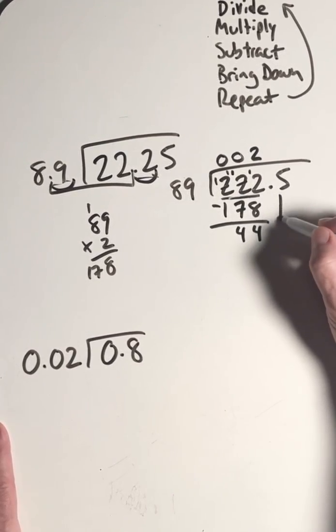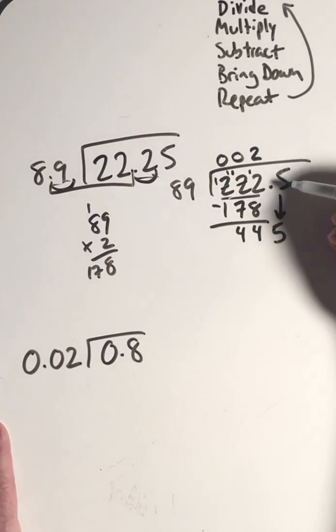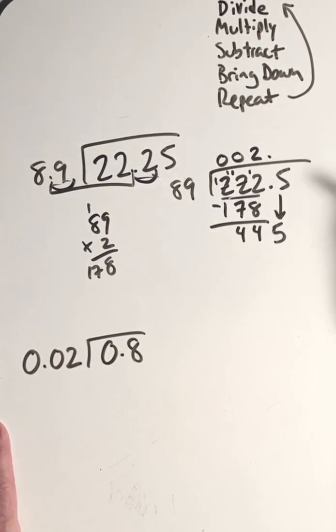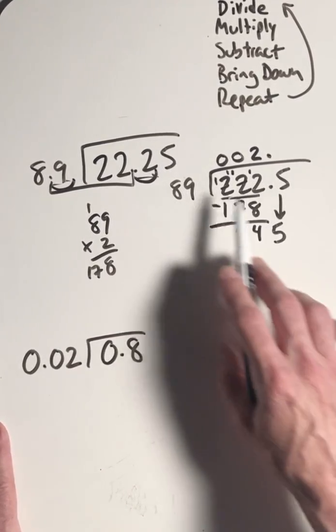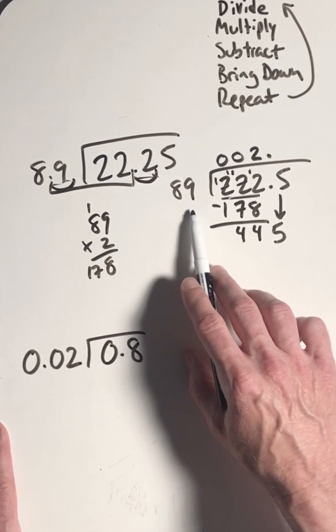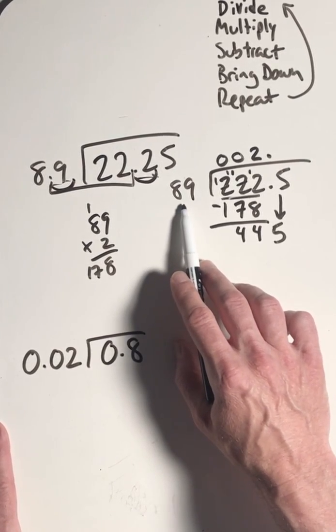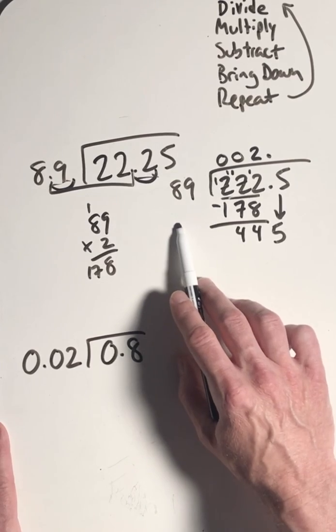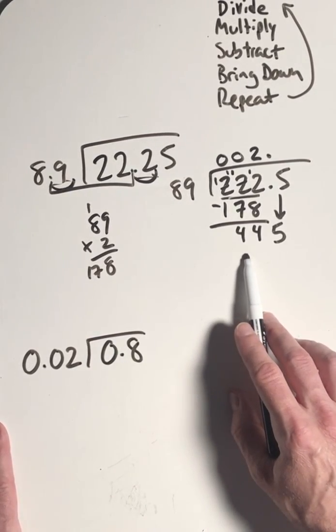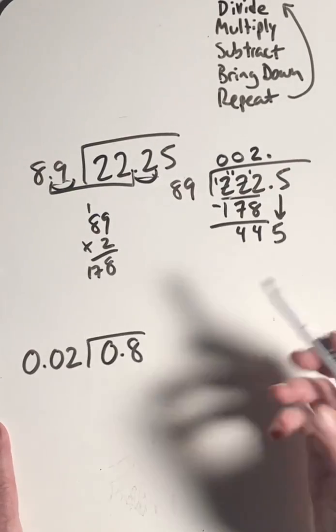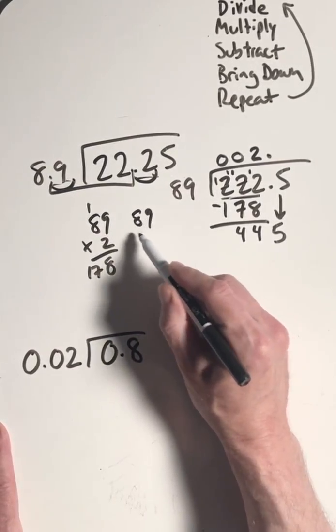Now I need to bring a number down, and I just realized I forgot to put my decimal point up here. I'm glad I remembered that. Now I have 445 divided by 89. Again, if I were to estimate this to be 9 and this to be 45, 9 times 5 is 45, so I would try 5 here to see if this works.